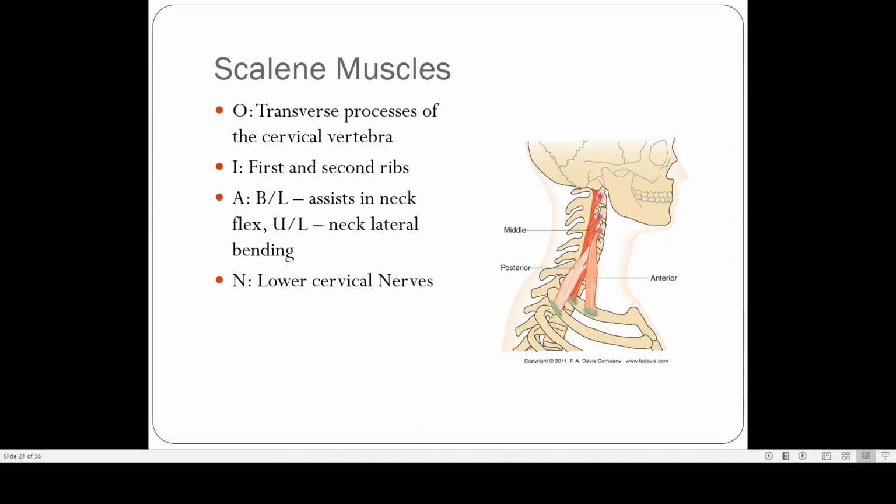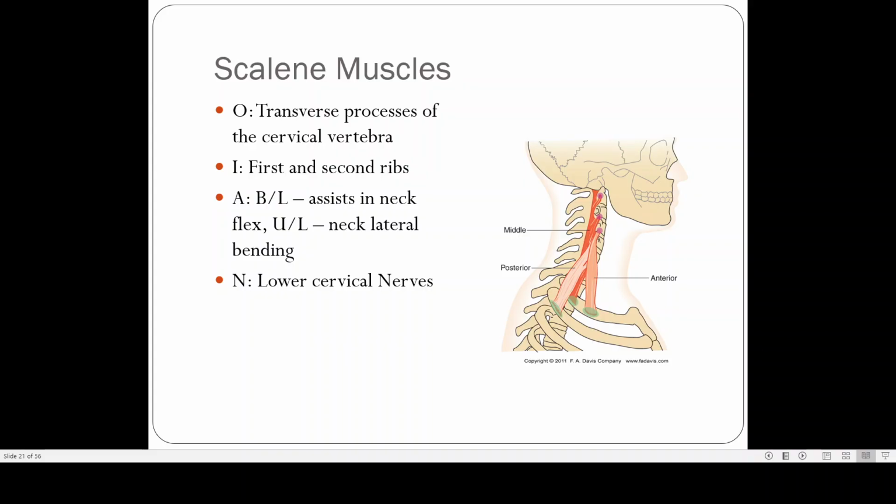Our next muscles are our scalene muscles. We consider these anterior muscles, but they also do come pretty laterally. So we're going to think of them as one muscle. They're one muscle group, but they're three different muscles. But we talk about them as one because of their action moving together. So they're going to originate off the transverse processes of the cervical vertebrae, and then they're going to go out to the first and second ribs.